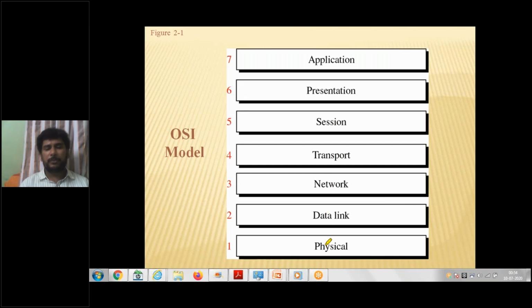If I am talking from 7 to 1, it is called the top to bottom approach, whereas if I am referring to the layers from the first layer to the seventh layer, from physical to the application, it is called the bottom to top approach. Okay, right.